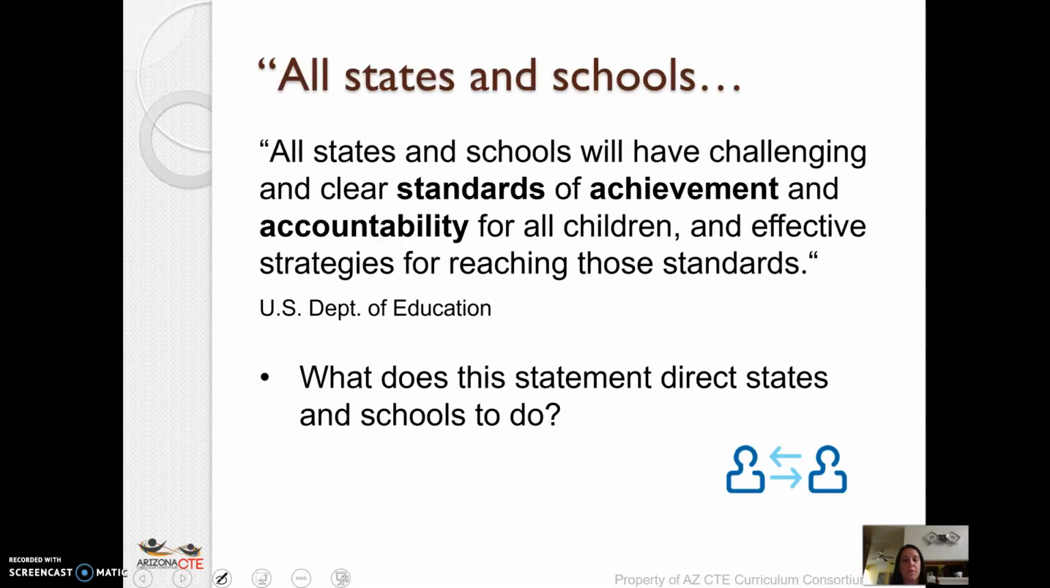So all states and schools will have challenging and clear standards of achievement and accountability for all children and effective strategies for reaching these standards. This is from the U.S. Department of Education. Take a minute in the Edpuzzle. What does this statement direct states and schools to do?